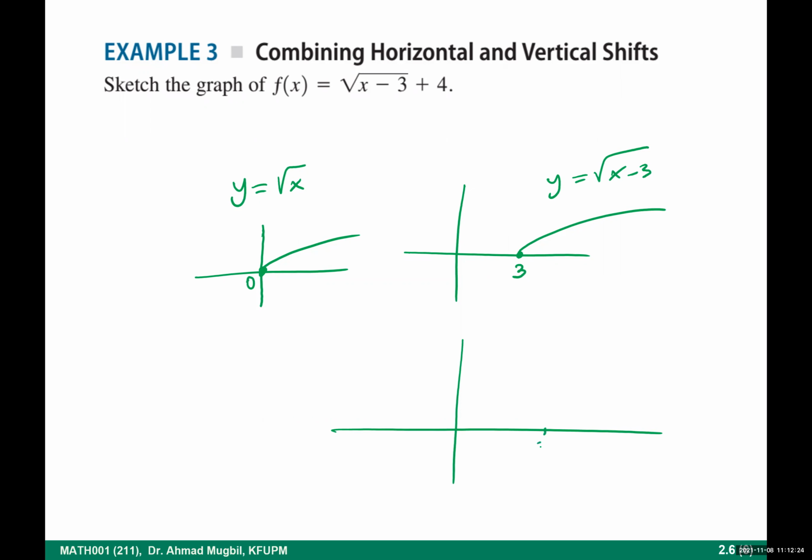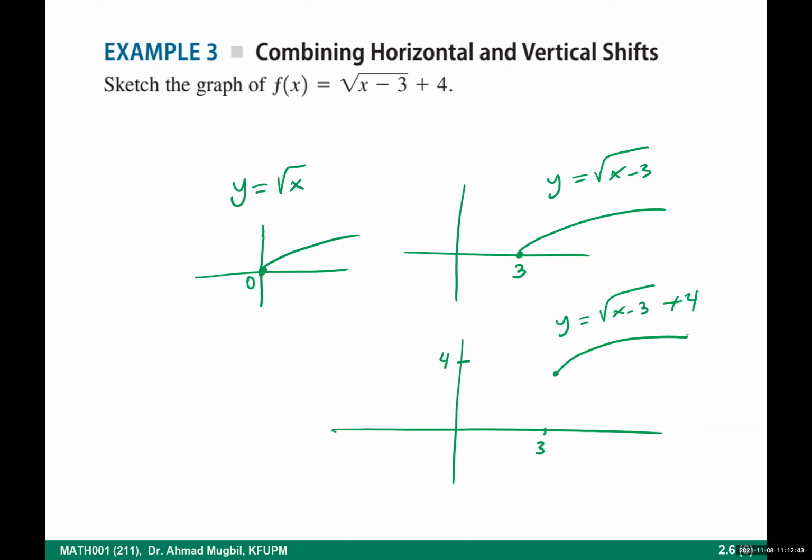So the x will stay as it is, 3, but it was 3 and 0. This point, it was 3 and 0. It will now become what? 3 and 4. So let's say this is 3 and 4. It will be here, and the graph is the same. So this is the graph of our function.